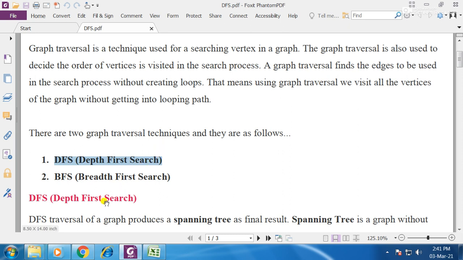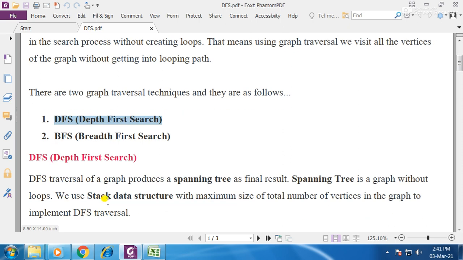Both techniques have their own algorithm for visiting the vertices of the graph, and based upon that, the names are given, either DFS or BFS. So in this video, whatever method we are going to discuss, जो भी method discuss करने जा रहे हैं, that method is called the depth first search technique of graph traversal.